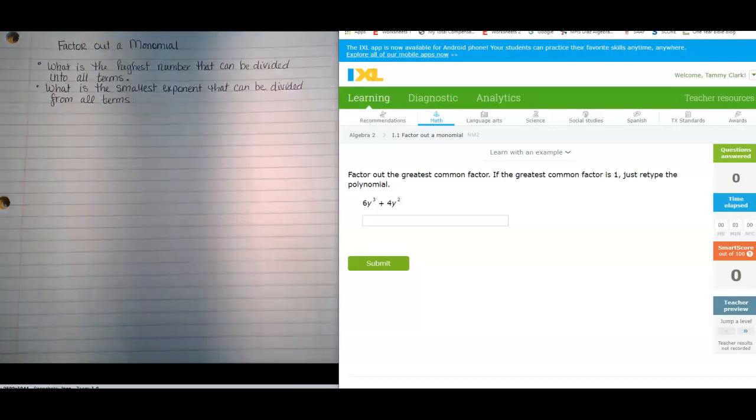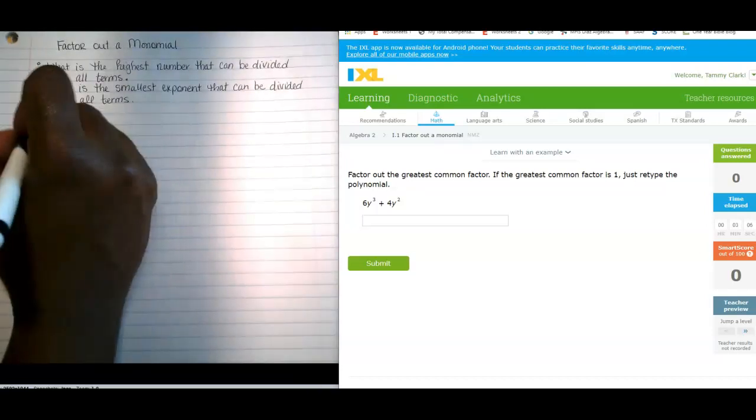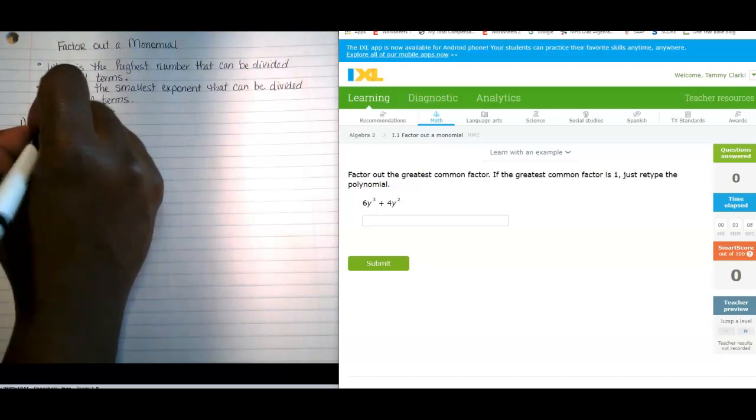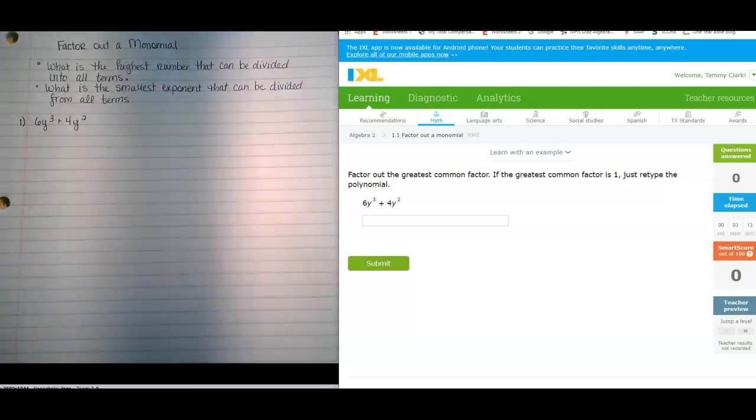Now, using that information, we're going to look at our number 1 here, and what we have is 6y cubed plus 4y squared. Now, I'm going to kind of break these down for a little bit, and then we're going to get to where we don't break them down so far as we go on.